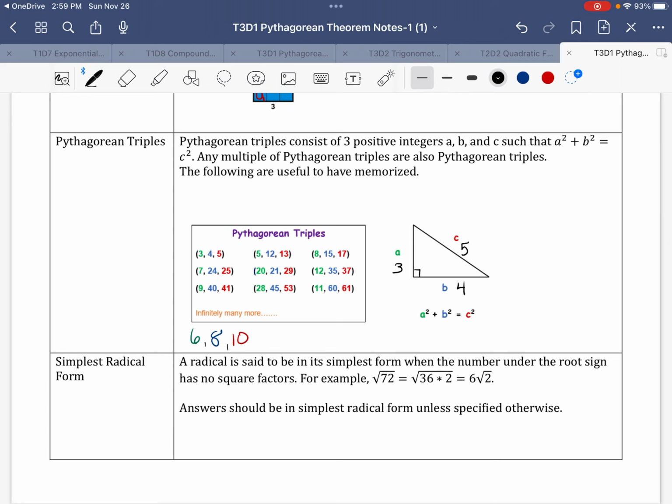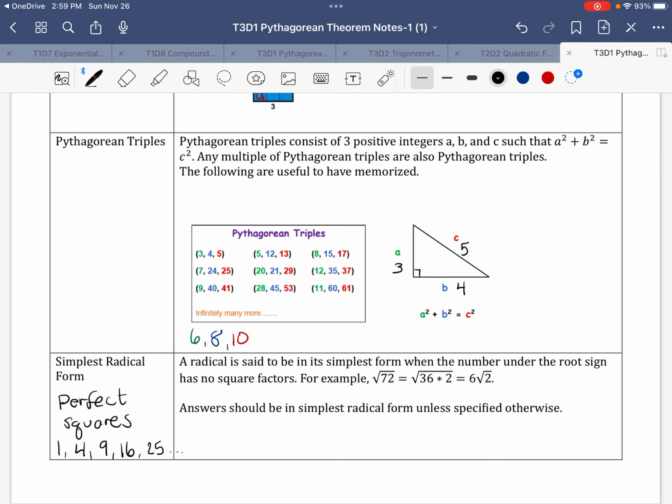So what are perfect squares? Perfect squares are like 1 times 1 is 1, 2 times 2 is 4, 3 times 3 is 9, 4 times 4 is 16, 5 times 5 is 25, and so on and so forth, right?